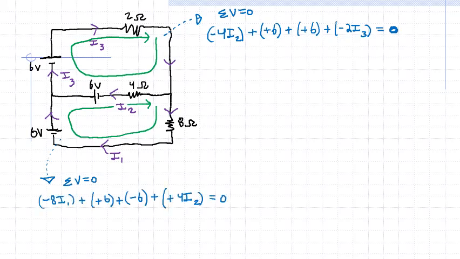The bottom loop, negative 8I1 plus positive 6 plus negative 6, because our loop is coming around like this, but we're going from a positive terminal to a negative terminal, plus positive 4I2, because we're saying my current is going to the left, but my loop is going around to the right. And we've got our junction there, I1 plus I2 is I3. So these are our 3 equations.